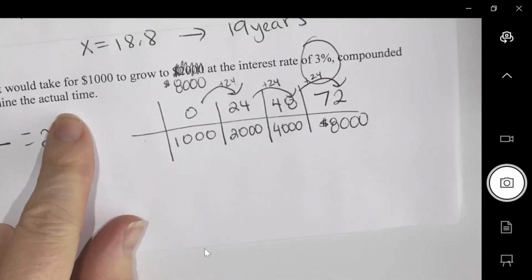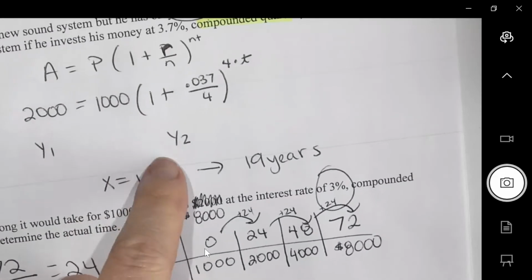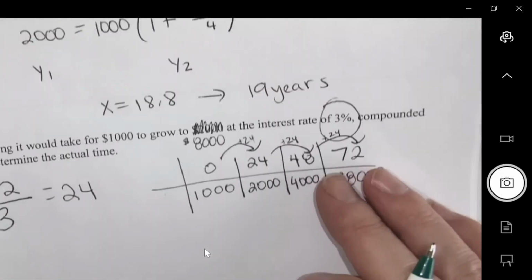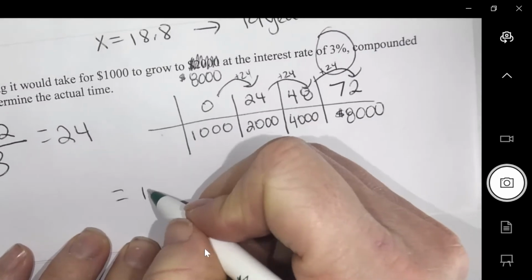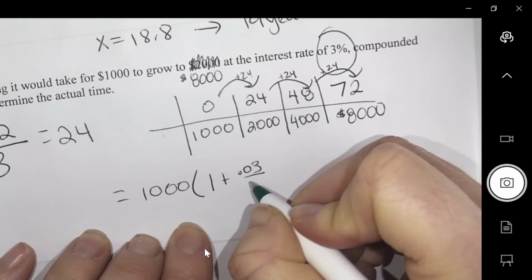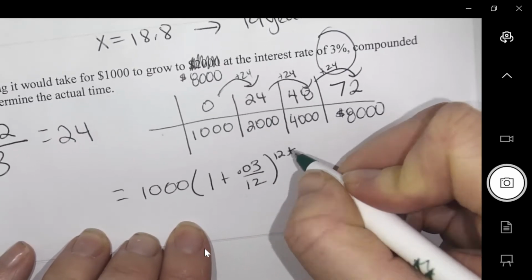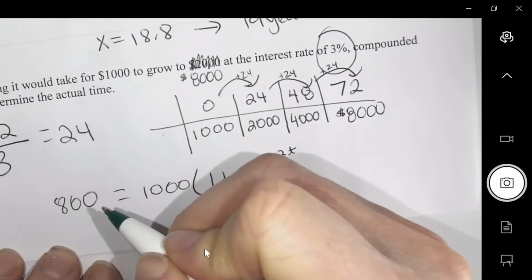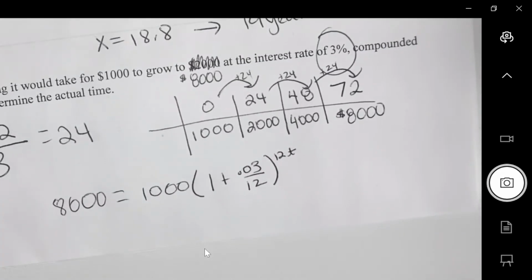Do we want to do the actual time? Because that's us just doing this again. Do you want me to do another question exactly the same as this, or we're okay? Extra practice? Okay. So we're trying to turn $1,000 into... rate compounded monthly. Do you want me to do the 8,000 or the 2,000? 8,000? Okay. So we had guessed it would take 72 years.